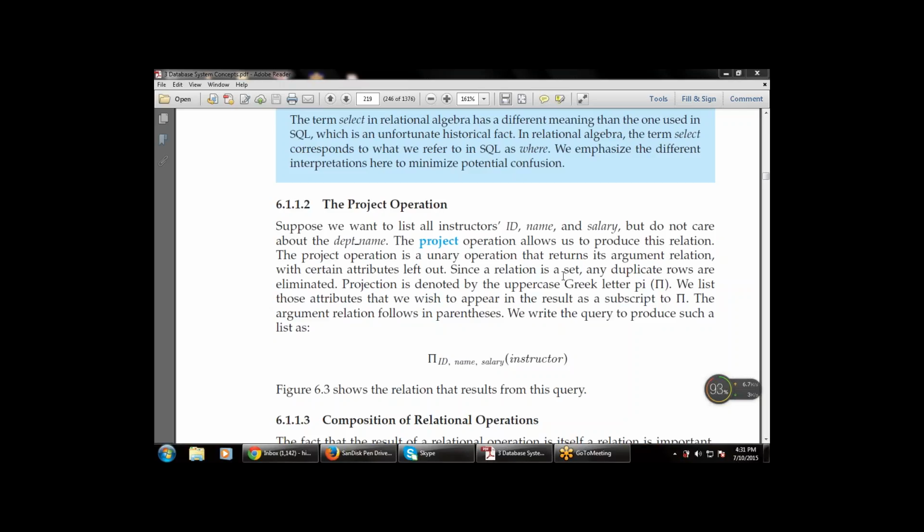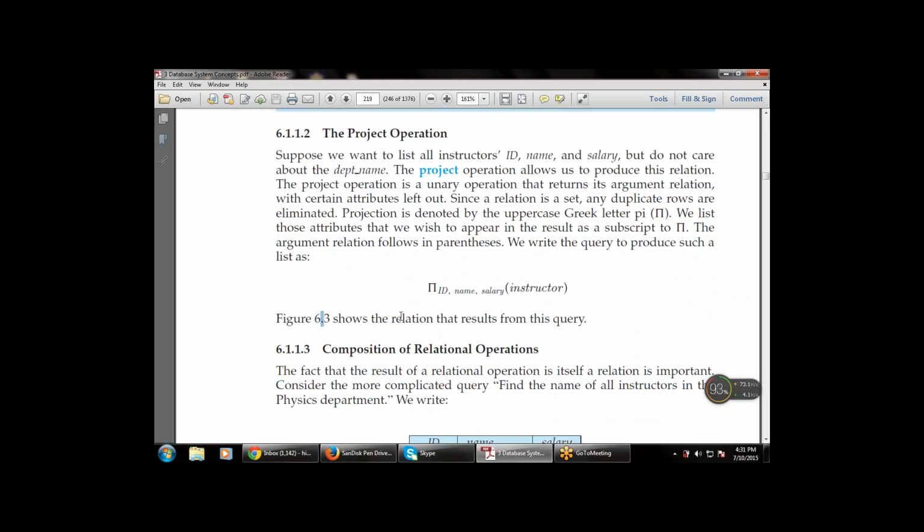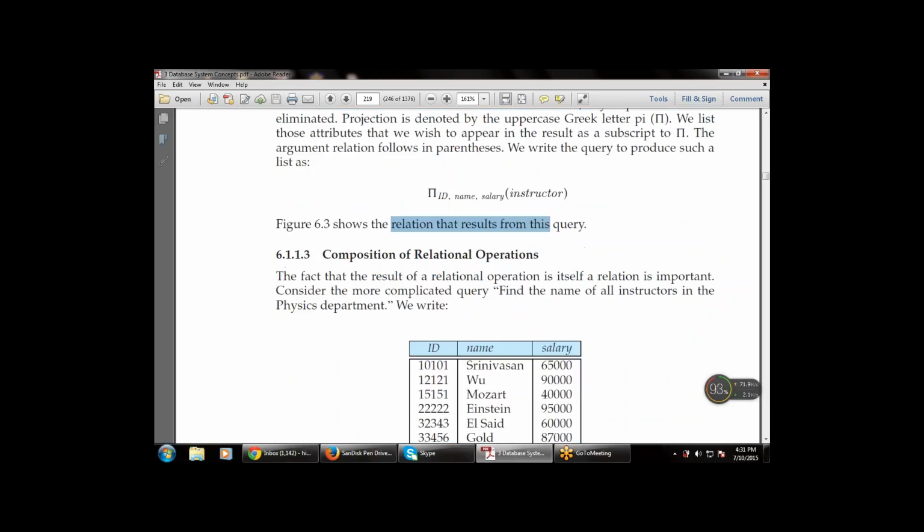In selection we use a condition, but in projection we simply produce the relation with the tuples that are used. We list those attributes that we wish to appear in the result as a subscript to the pi. Figure 6.3 shows the relation that results from this query.